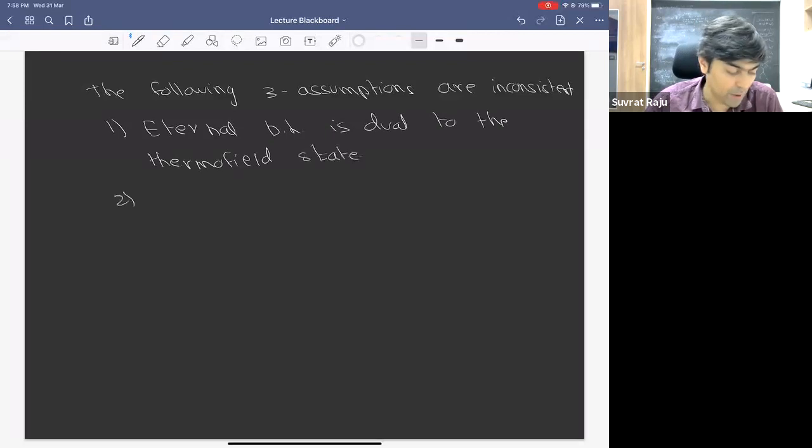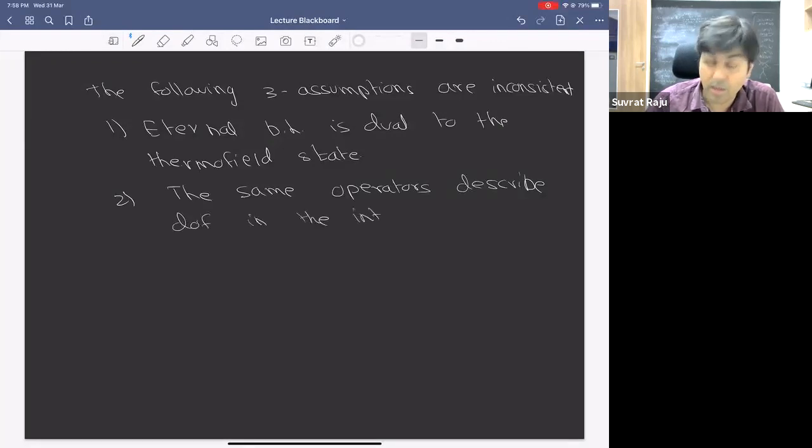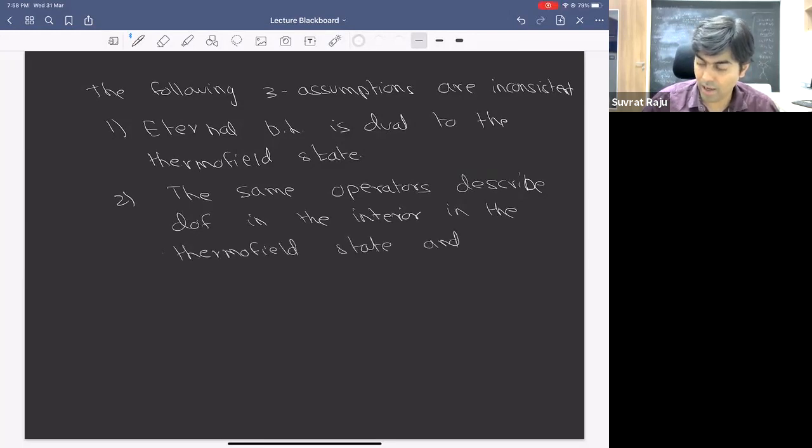Second, that the same operators describe degrees of freedom in the interior in the thermofield state and in states which are related to the thermofield state by time evolution. And I'll explain what these are next time. So these are operators where you take the thermofield state. These are states of this kind.